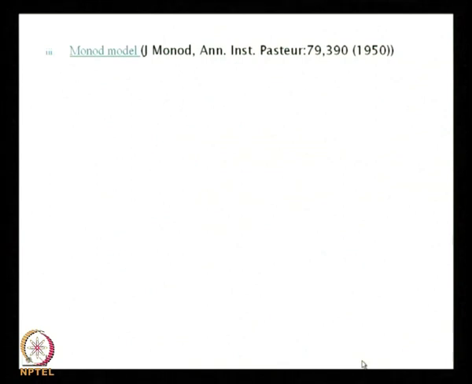The next model is the most important model that we are going to do, and this is something you need to remember: the Monod model. This was founded by J. Monod in 1950, in the paper in the Annals of the Institut Pasteur. The reason it is the most important model is that it is the most successful one. Almost all growth processes are modeled by the Monod model, or what is known as the modified Monod model, and I will teach both one after another today.